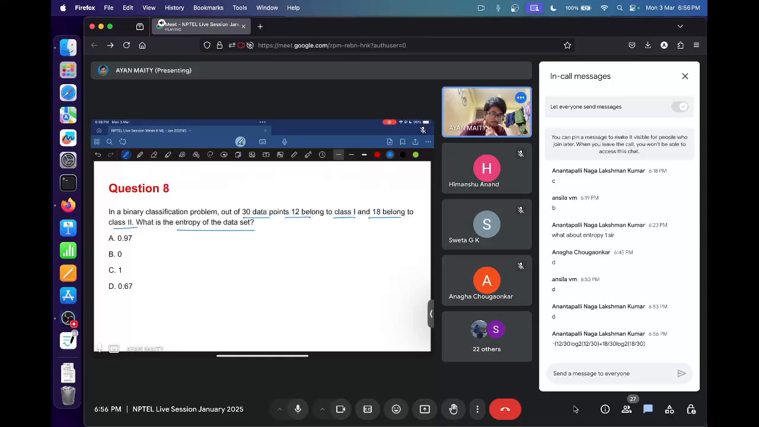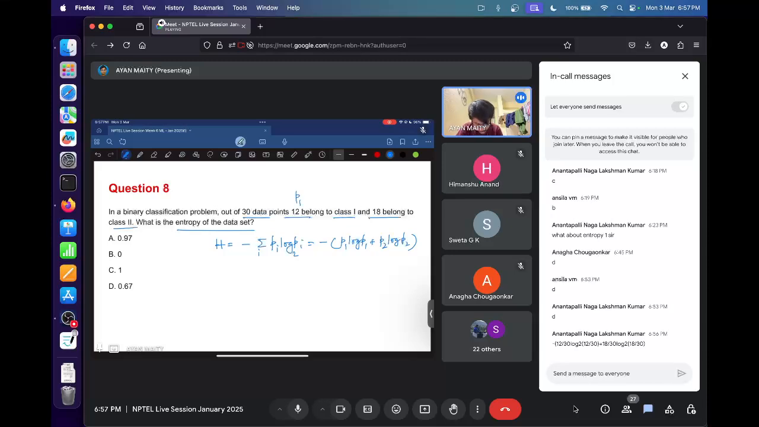Anantapalli Nagalakshman Kumar says minus 12 by 30 log base 2 12 by 30 plus 18 by 30 log base 2 18 by 30. Yes, that is correct. So the formula for entropy, as we have discussed previously, is minus of summation p_i log base 2 p_i. For each class i, in this case we have two classes, class 1 and class 2, so it would simply be minus of p1 log p1 plus p2 log p2.